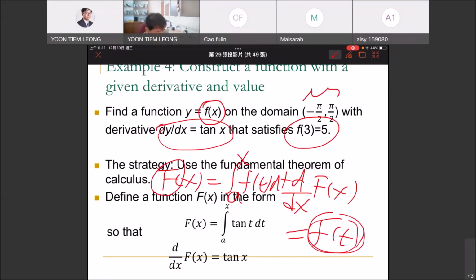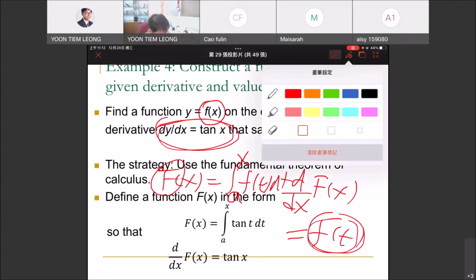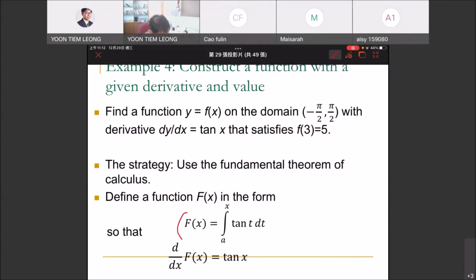So here you are asked for some function f, where when you take the derivative of it, it gives you tangent. So obviously you can first write down an integral function, which you name capital function F(x), that is related to the integrand in the definite integral to be like this, right?